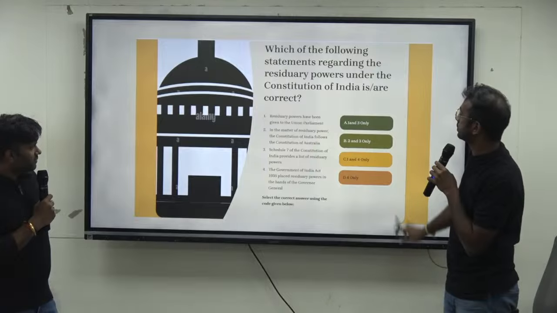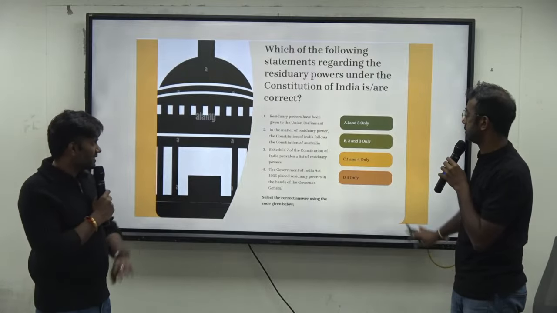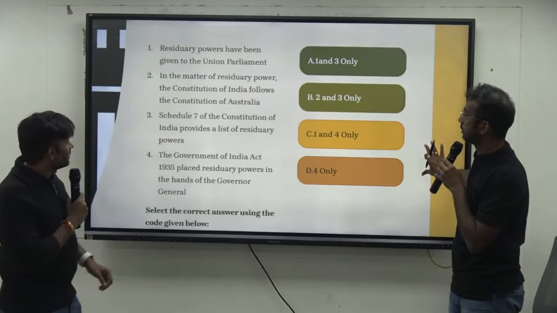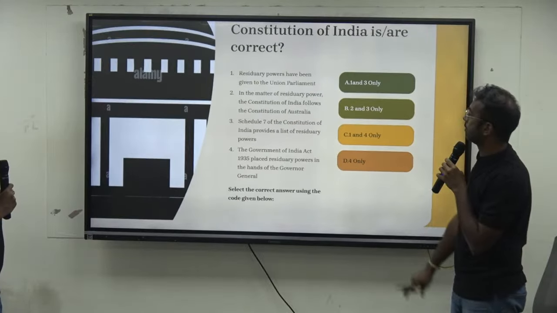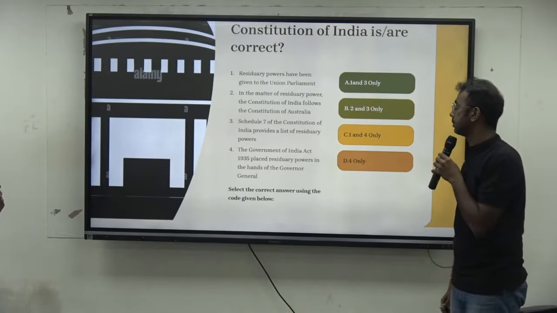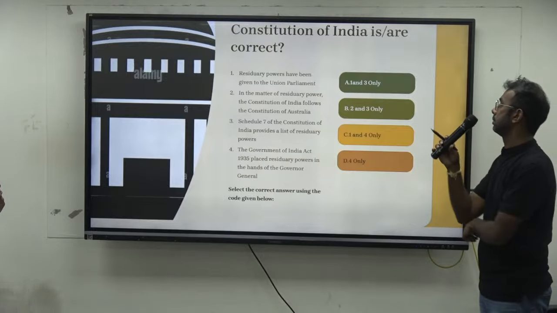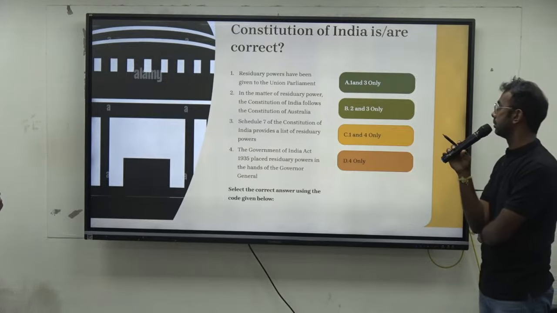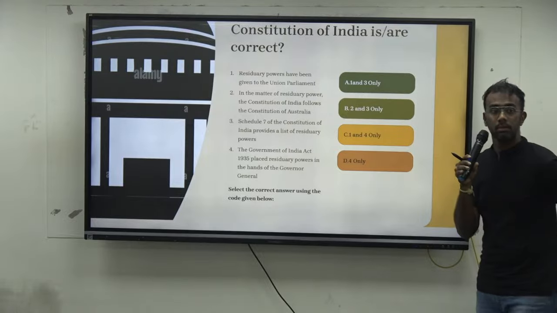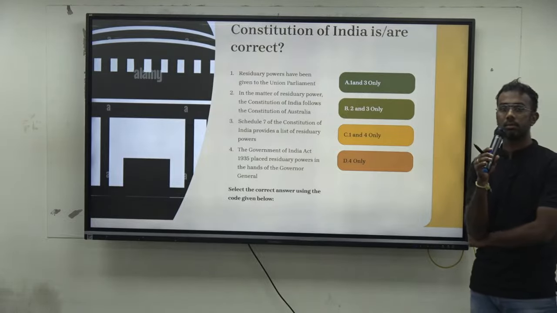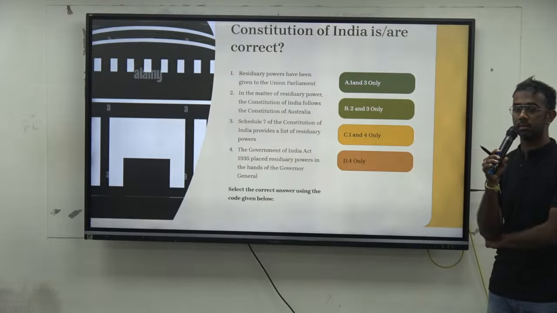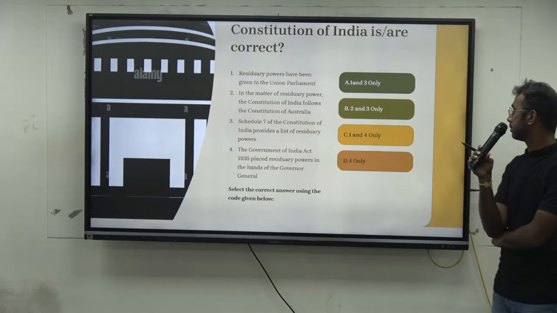Which of the following statements regarding residuary powers of the Constitution are correct? This will be the last question. Residuary powers are given to the Union Parliament. In the matter of residuary powers, the Constitution follows the Constitution of Australia. The 7th Schedule of the Constitution provides a list of residuary powers. True or false? How many of you say it is true? How many of you say it is false?